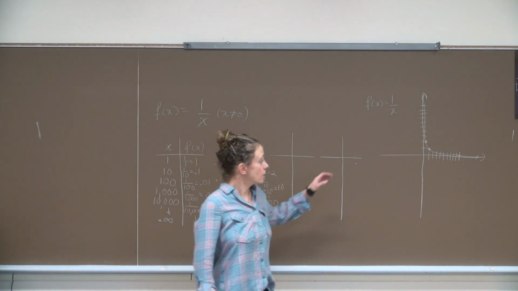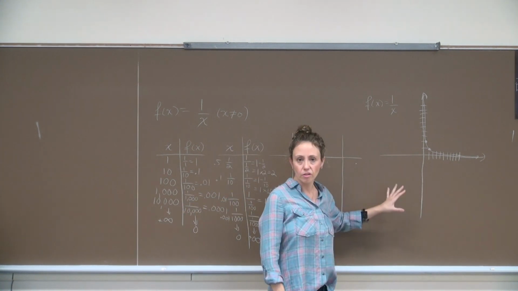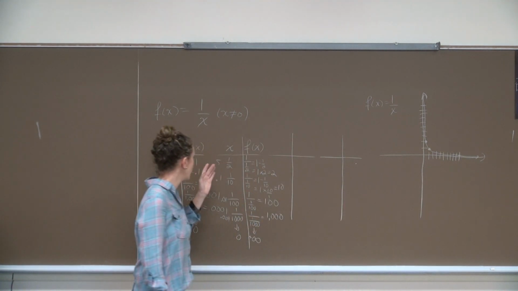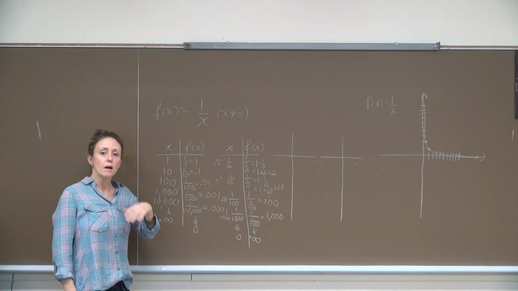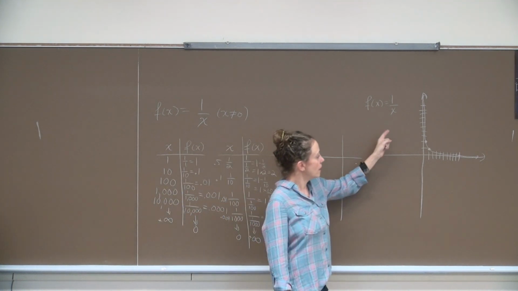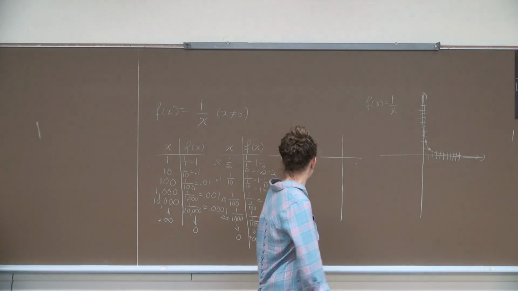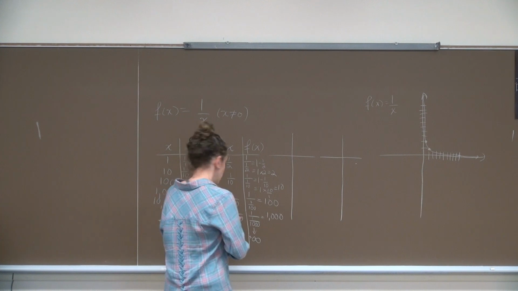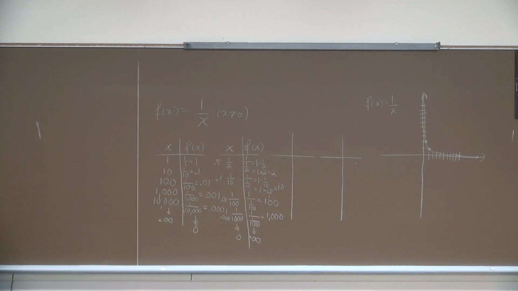Now let's see if we can figure out what this left-hand part of the graph is going to look like. Instead of substituting in positive values as we did over here, now I'm going to substitute in some negative values so we can see what's happening over here in my second quadrant and my third quadrant. So for our next t-chart, let's do the following.